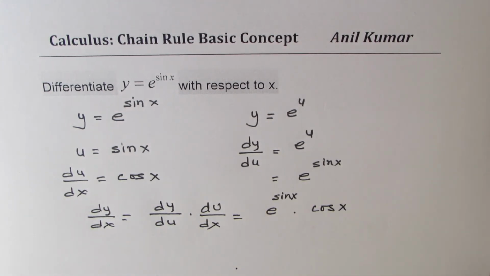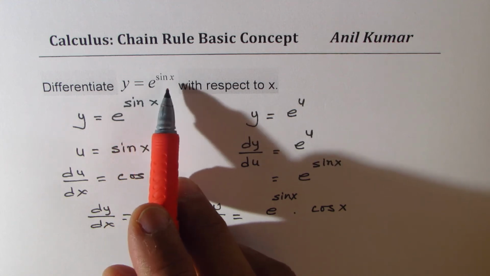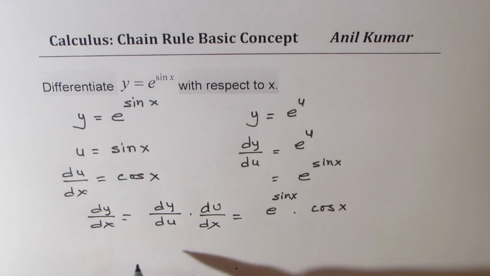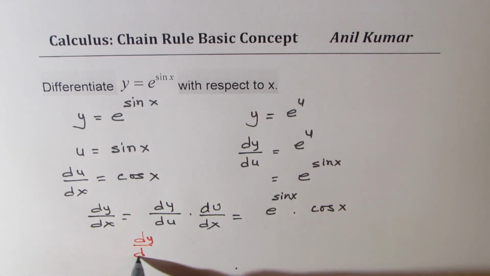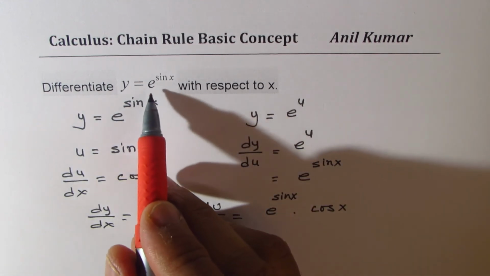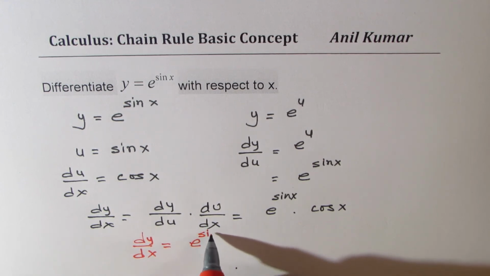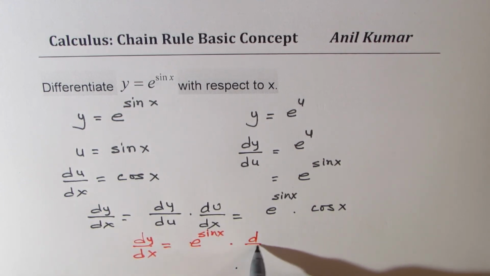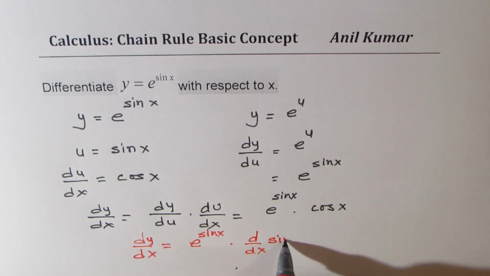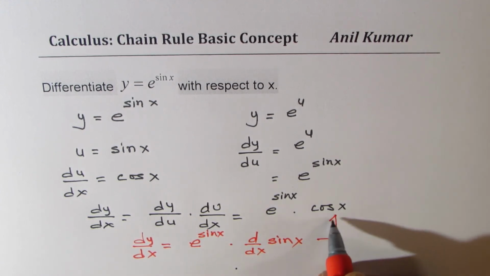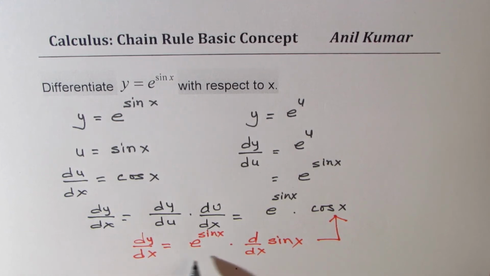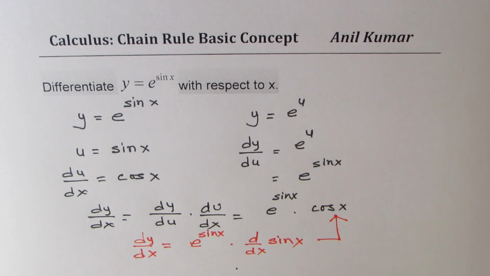Correct? Remember, you could see this as a function of a function also. So what you could do here is write dy dx also as e to the power of sine x, the derivative of the same thing, times d dx of sine x. And then also you get the same result, correct? So this is a far more efficient way. We may not substitute at later stages, but we could solve it in this fashion. So I hope you're getting the concept, right?